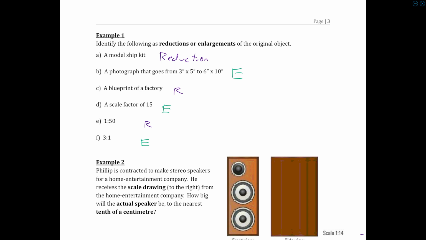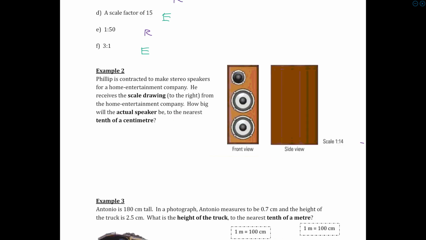Yeah, sure. So Philip was asked to make these stereo speakers. He got this scale drawing, and we're asked how big this thing will be to the nearest 1/10 of a centimeter. Okay, wait, this is a little tricky. I shouldn't measure it on mine because it won't be the same as yours. So let's label this right now. I'm going to just measure Ethan's for you guys. So on the bottom of the front view, it is 2.1 centimeters.